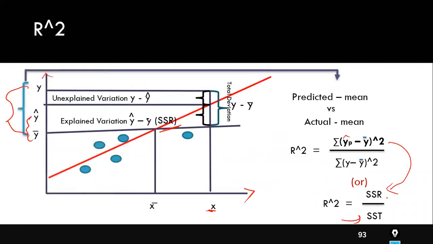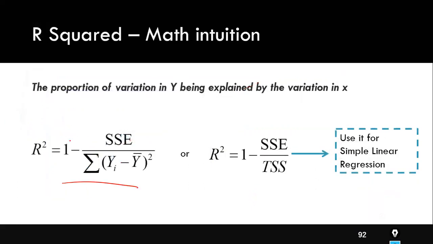That is what your R squared. Here I mentioned the sum of squared error. This is my explained variation, and this is unexplained variation. The total variation is nothing but the addition of these two things. Explained variation plus unexplained variation is the total variation. Out of the total variation, what is the explained variation? That is my R squared.